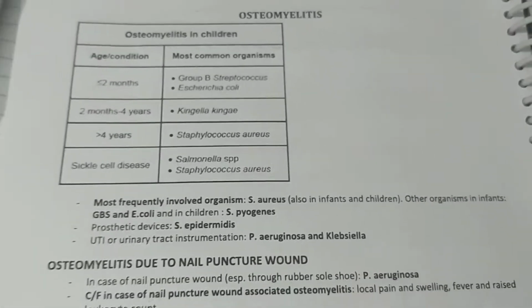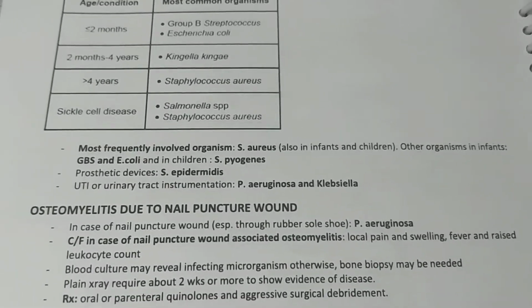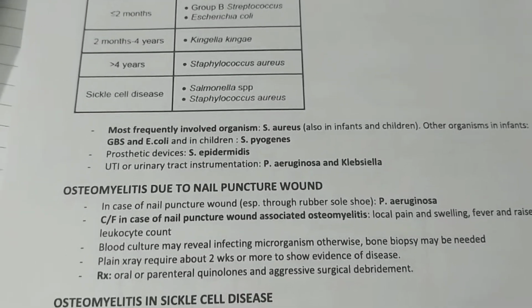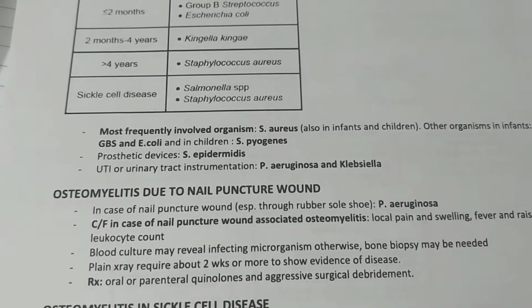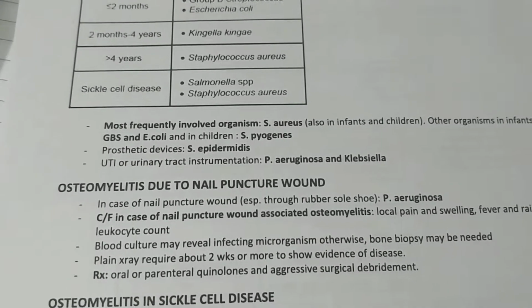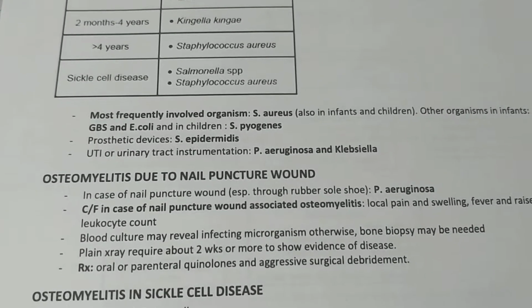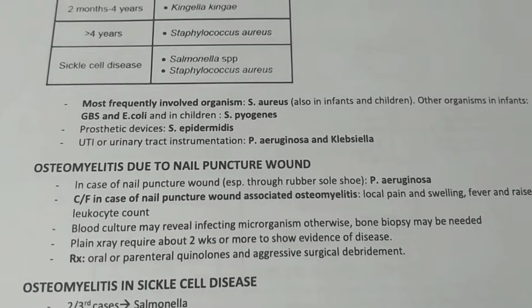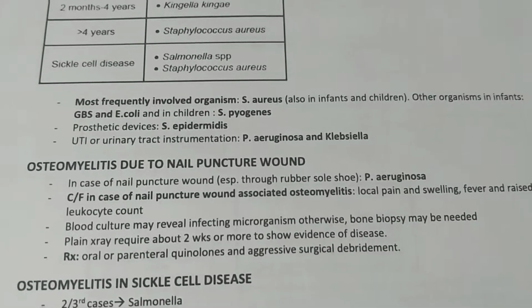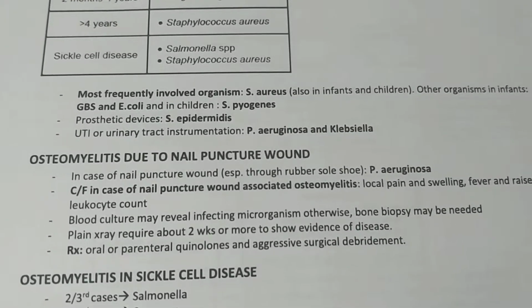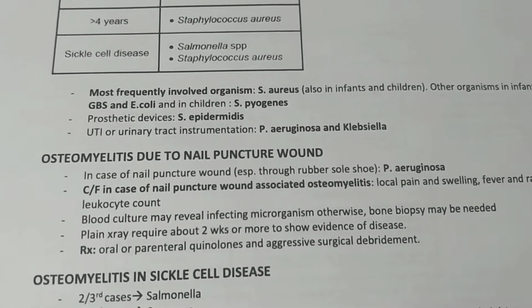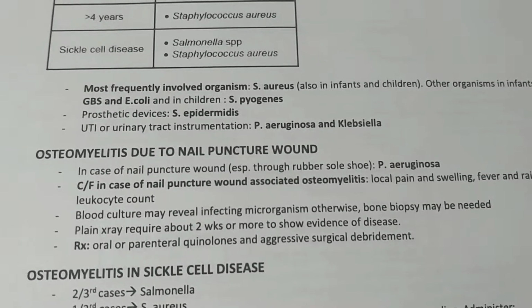Now, if a patient has a nail puncture wound, if he punctures something, then the organism is Pseudomonas aeruginosa, in case of nail puncture wound, especially through a rubber sole shoe. And the clinical features would be same as osteomyelitis, that is local pain, swelling, warmth, along with systemic inflammatory signs like fever, and on CBC it can be increased leukocytes.